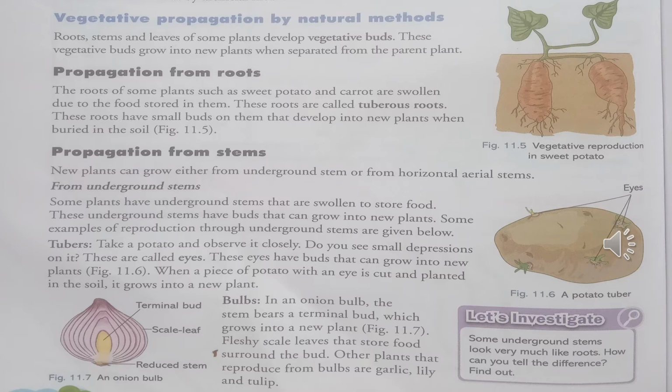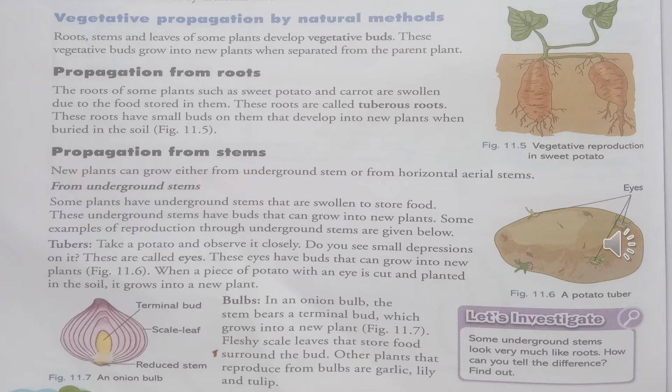In my last class, I discussed with you asexual reproduction and the different types of asexual reproduction, like fragmentation, budding and spore formation. We have seen that yeast and bacteria follow budding, some fungi always follow spore formation, and algae follow fragmentation.